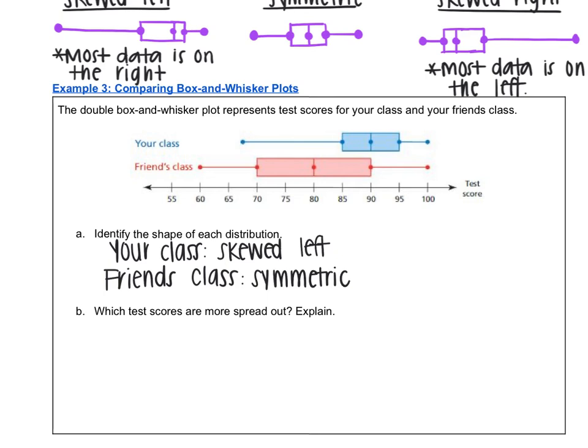And then the second question, part B, says which test scores are more spread out? Well, more spread out would be a higher range. Also looking at the interquartile range. So it looks like your friend's class has a higher range going from 60 to 100. It also has a bigger box going from 70 to 90. There's 20 points in here, whereas this box only goes from 85 to 95. So I would say because of those two things, because your entire range is more spread out and because the box is more spread out, the answer to that question should be your friend's class.